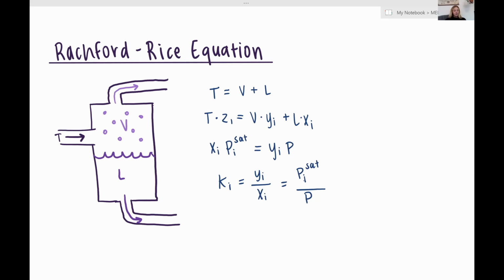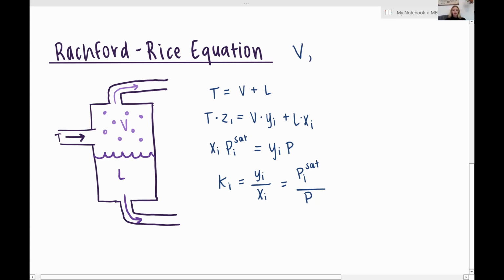So now if we want to think about what our unknowns are going to be, so what we're trying to find in this situation here. So we want to know the amount of moles in our vapor phase. So that's just going to be our V.